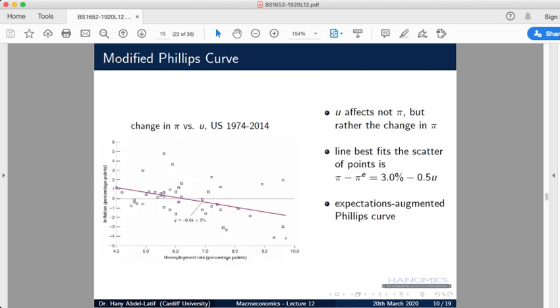So it seems that the unemployment rate affects not the inflation rate itself, but rather the change in the inflation rate. And what we're looking at here is the unanticipated changes to the inflation rate, or this deviation between the actual inflation rate and the expected inflation rate. And as I said before, what we've been calling in this lecture the Phillips curve is called the expectations-augmented Phillips curve, just because it takes into consideration expectations about inflation. So what remains to cover in this lecture is how people form their expectations and how that affects the relationship between the inflation rate and the unemployment rate.